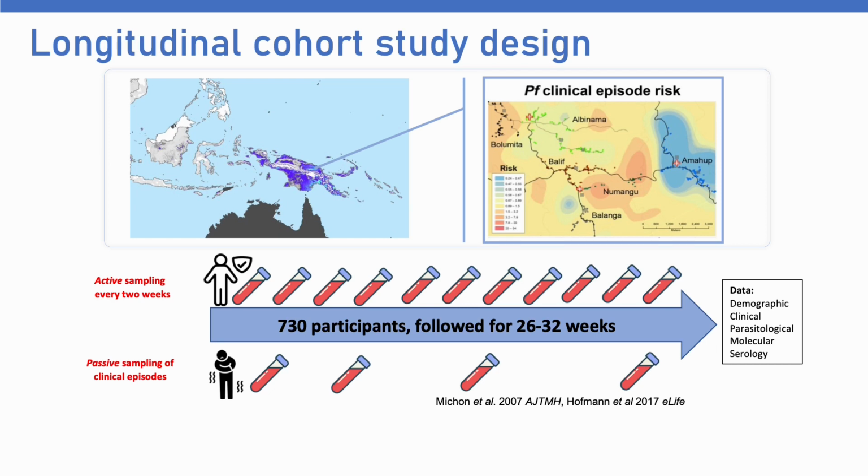We combined samples from two cohorts from Papua New Guinea where risk of P. falciparum infection is high. Active sampling was done every 2 weeks, capturing any infections present, as well as passively from cases presenting to the clinic with malaria. The data collection included clinical data as well as molecular detection and genotyping.